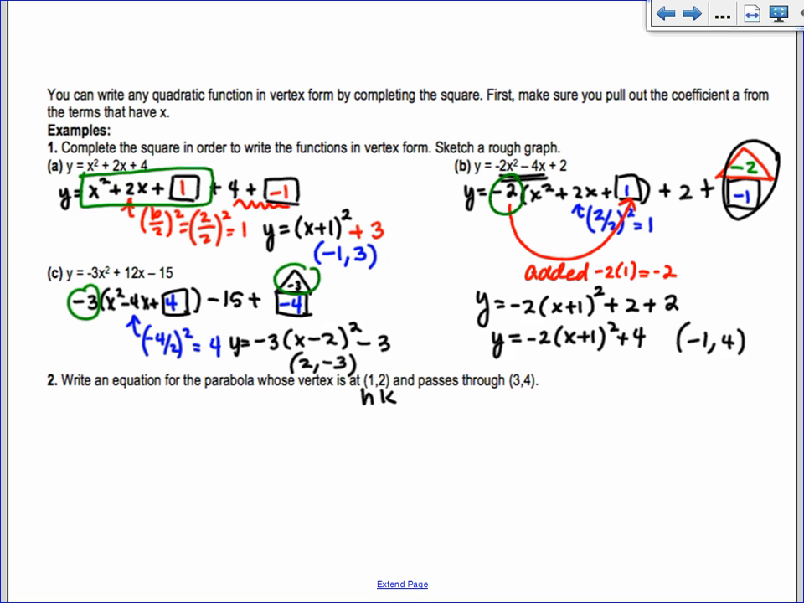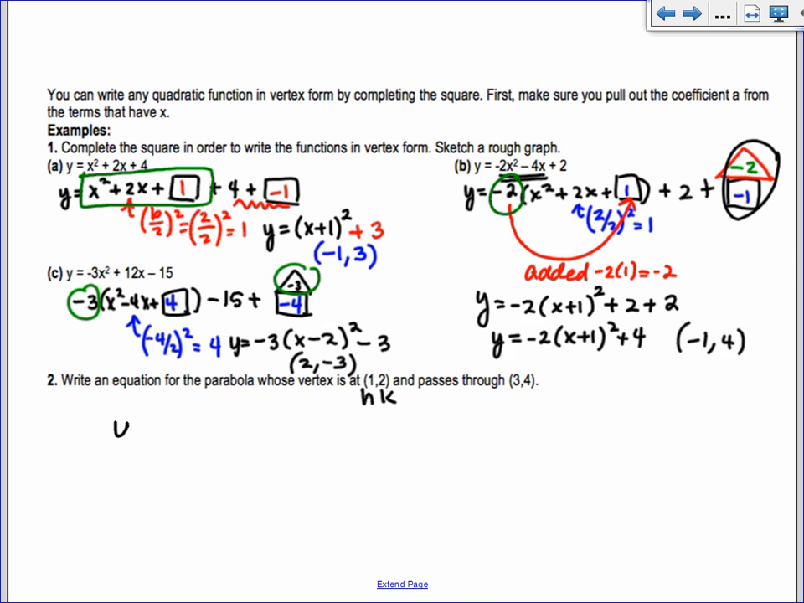Yeah, Allison? How do you know what x is? What do you mean? Like 2, -3. Oh, you're asking when you have y equals -3 times x minus 2 squared minus 3, how do you know how it moves over? Yeah. You know that it shifted right 2 because inside the parentheses it's always the opposite of what you think. Remember, -2 means go to the right 2, and then the -3 means you go down 3. Oh. So it's 2, -3. So it's always the opposite for the x one.